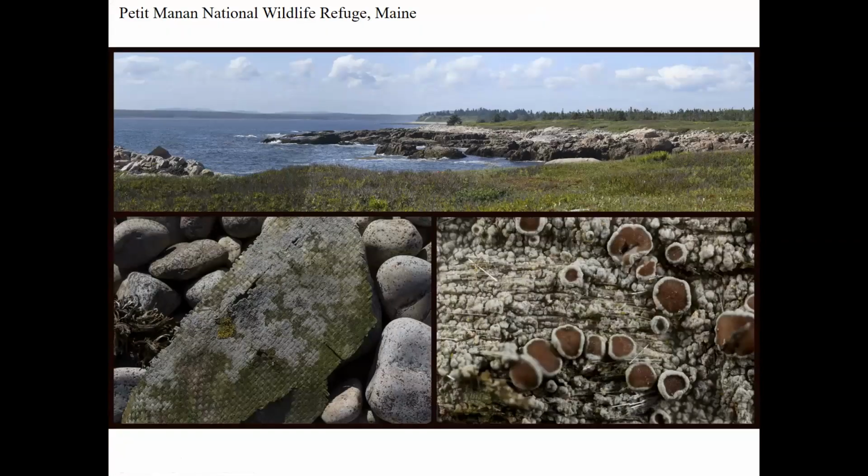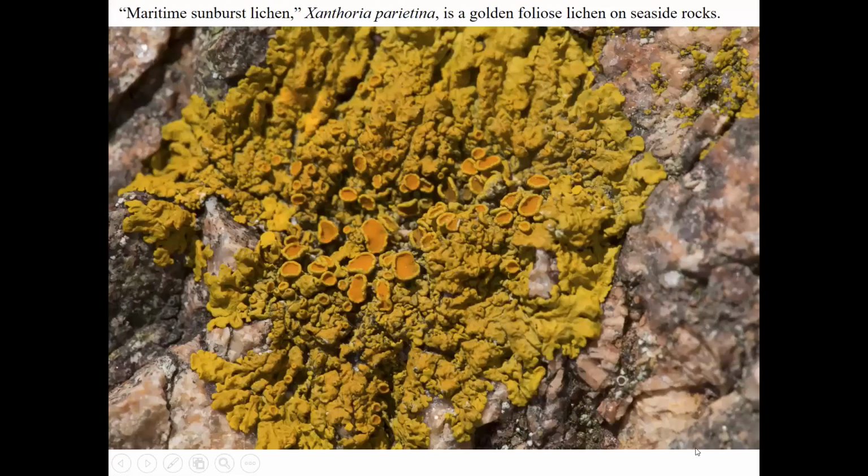I took a workshop in crustose lichens in Maine. We went to the seashore. And on this piece of fiberglass, maybe the remnants of a shipwreck or something, is this beautiful Lecanora, a crustose lichen that usually grows on wood. This particular lichen is very widely distributed. It's a brilliant yellow-orange lichen called golden sunburst lichen, Xanthoria parietina.